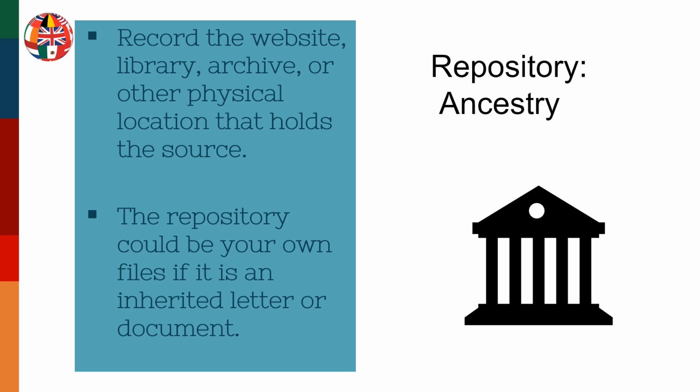Next, we have the repository. In this case, I searched the marriage record on the website ancestry.com. You're going to record the website, library, archive, or other physical location that holds the source. The repository could even be your own files if it is a letter or a document that you have inherited.